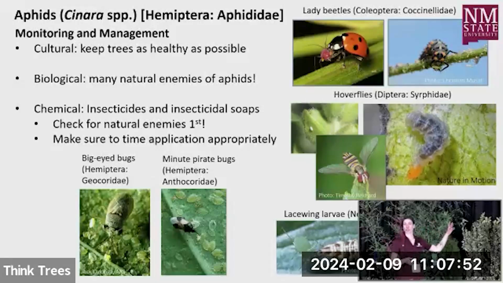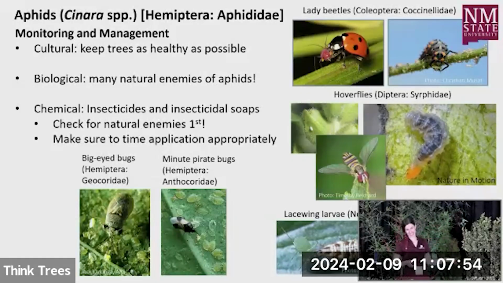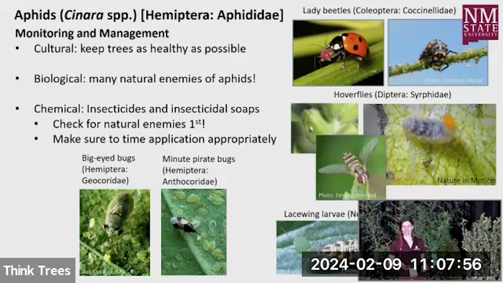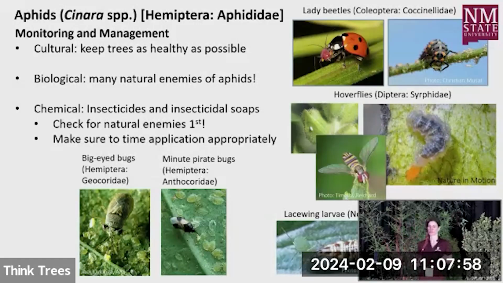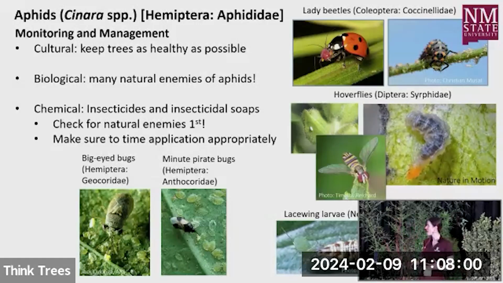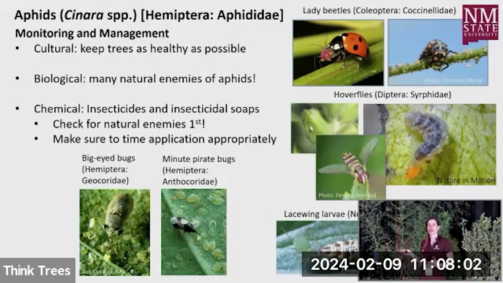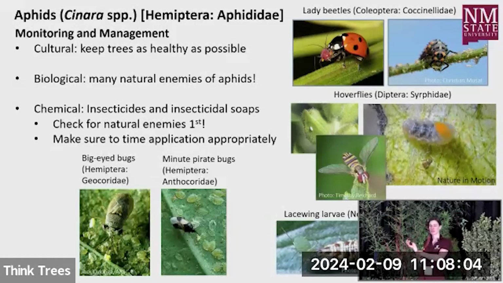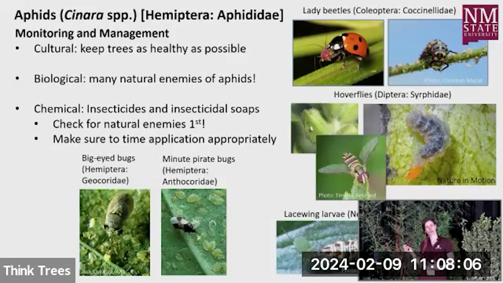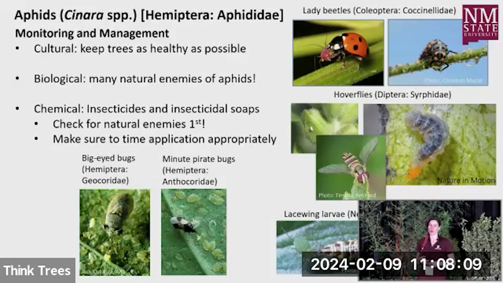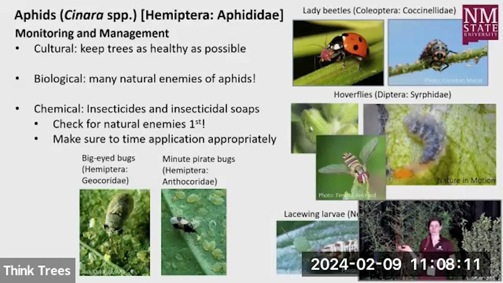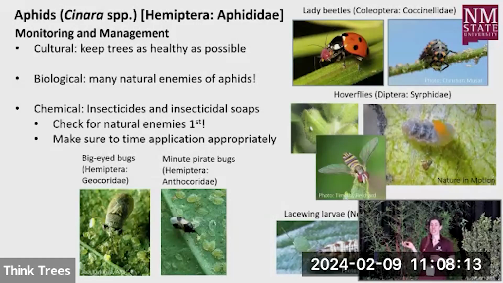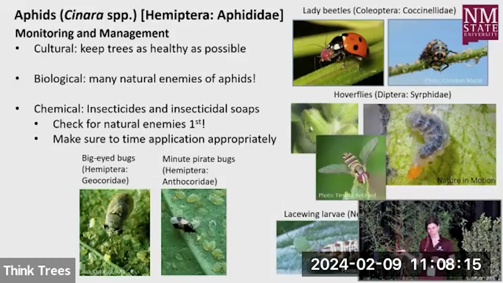So biological control. The good news is a lot of things love to eat aphids. They're tasty little packets of deliciousness for a lot of variety of bugs. We have things like lady beetles and other ladybird beetles that like to feed on them. Both the adults and the larvae feed on aphids. We have things like hoverflies, these syrphids, and the larvae can eat hundreds of aphids in a day.